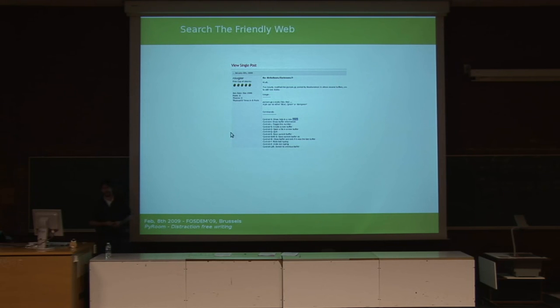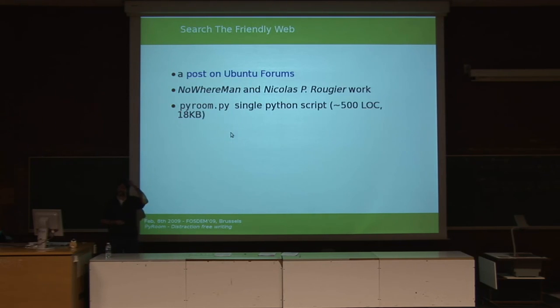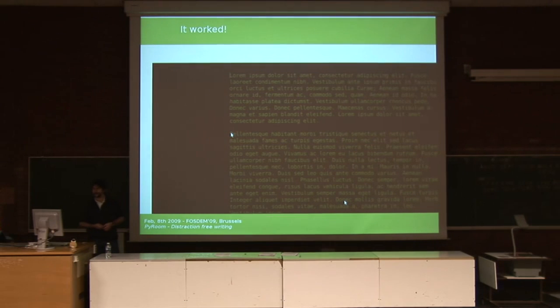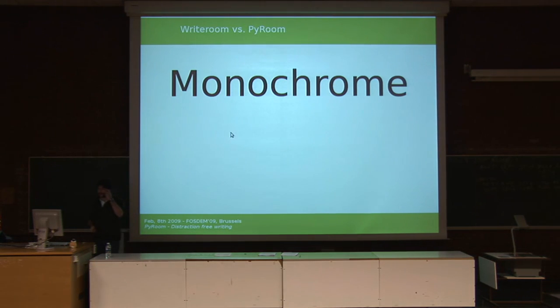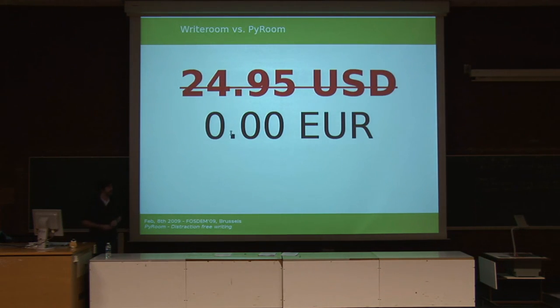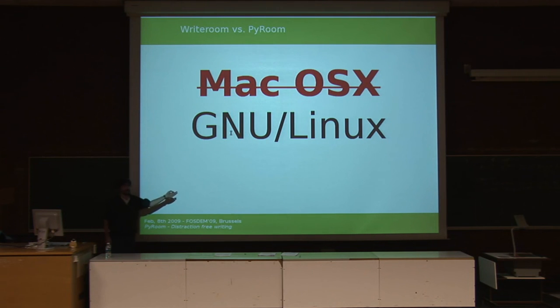So I searched the friendly web, and I stumbled upon this post on the Ubuntu forums where a Norwegian man and Nicolas Pérougier did a Pyroom.py, a single Python script with 500 lines of code only, 18 kilobytes, including comments. That just worked. It's a full-screen text editor. I just changed the image, because a screenshot of a text editor is not that interesting. It was still a full-screen monochrome text editor, and it cost nothing because it was GPL version 3, and it runs on GNU Linux. Winner!